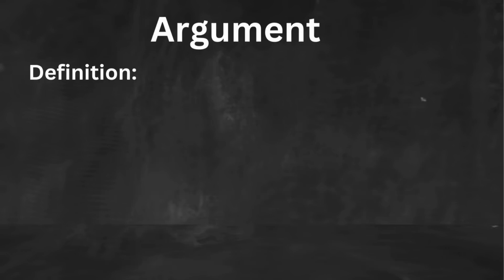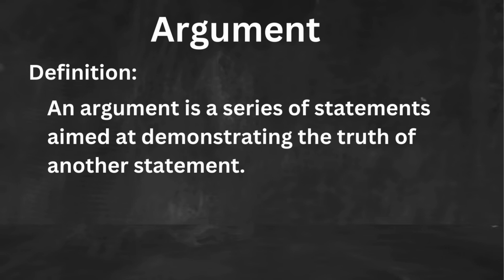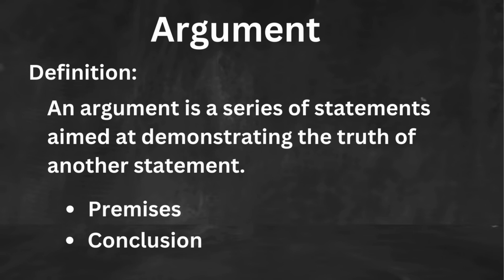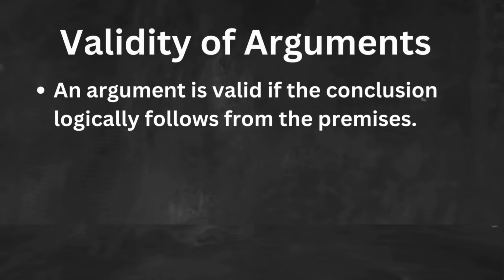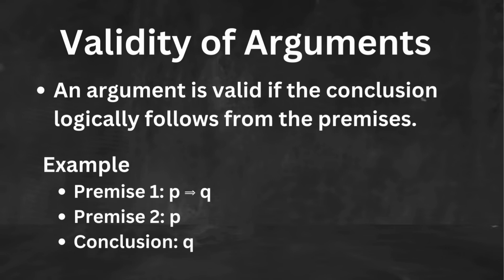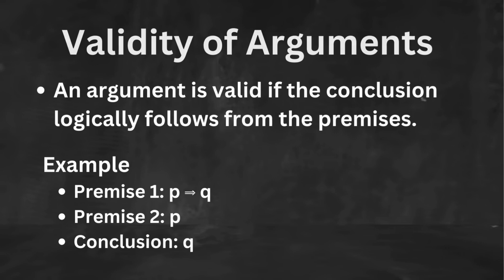What is an argument? An argument is a series of statements aimed at demonstrating the truth of another statement. It has two components: premises and conclusion. An argument in logic consists of a series of statements, called premises, intended to determine the degree of truth of another statement, known as the conclusion. An argument is valid if the conclusion logically follows from the premises. For example, if we have the premises P implies Q and P, we can validly conclude Q.